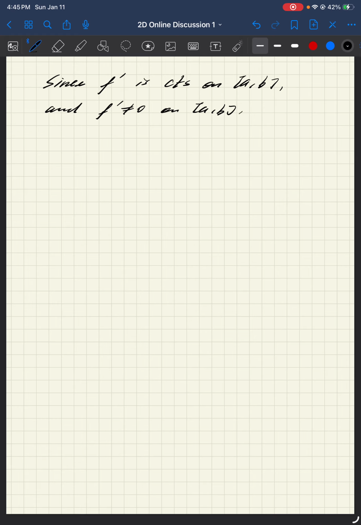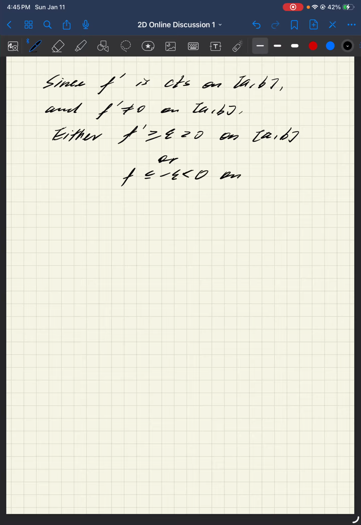So what does this mean for our f prime? Since f prime is continuous on the interval [a, b], and f prime we know is never 0 on [a, b], we have either f prime is larger than some epsilon, which is strictly larger than 0 on [a, b], or that f prime is less than some negative epsilon, strictly less than 0 on the interval [a, b], where epsilon is some small number larger than 0.